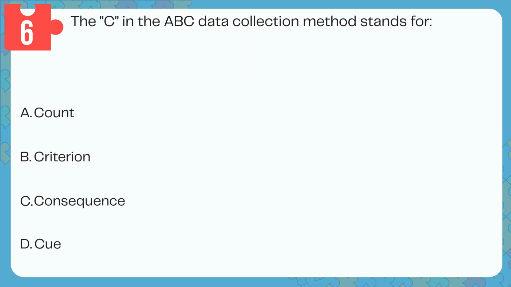Question 6. The C in the ABC data collection method stands for A, count, B, criterion, C, consequence, D, Q.